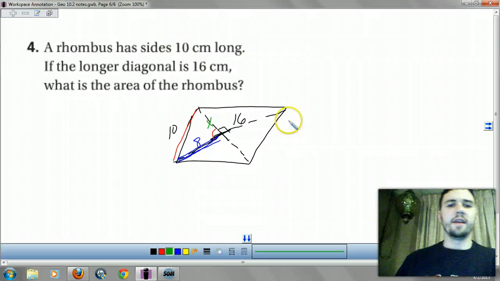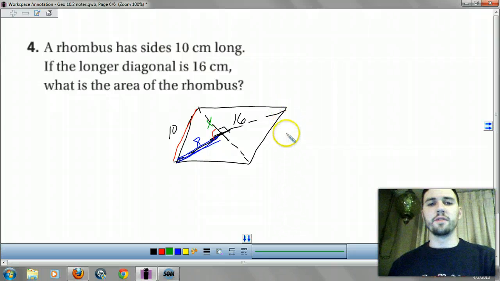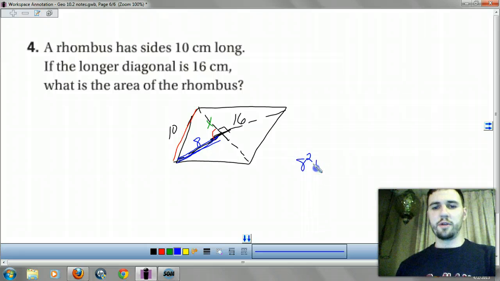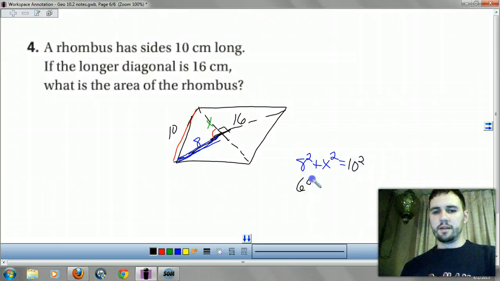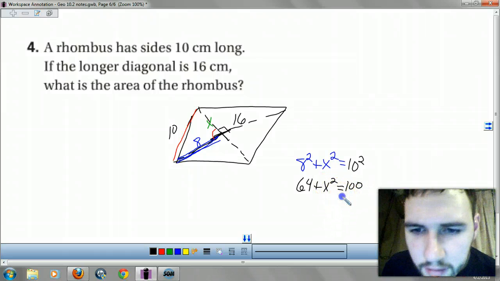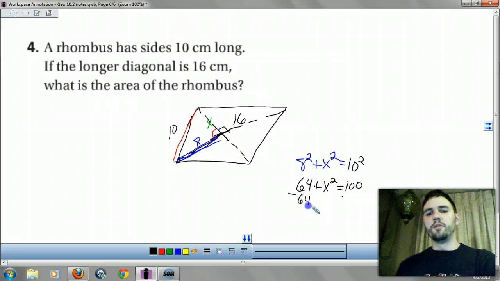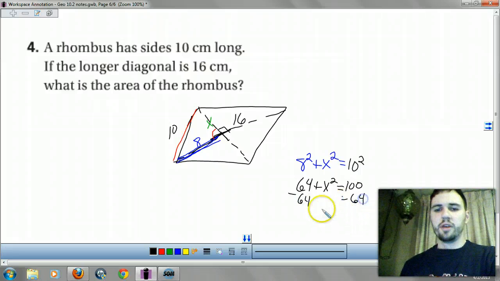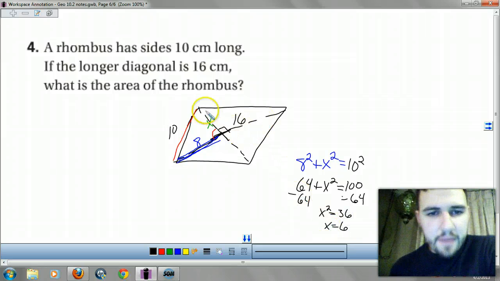Do you guys remember how to find x? Well, it's a triangle family, so if you see that, great. Or you can do 8 squared plus x squared equals 10 squared. 64 plus x squared, good old Pythagorean theorem, equals 100. Subtract 64 from both sides. X squared equals 36. X equals 6.